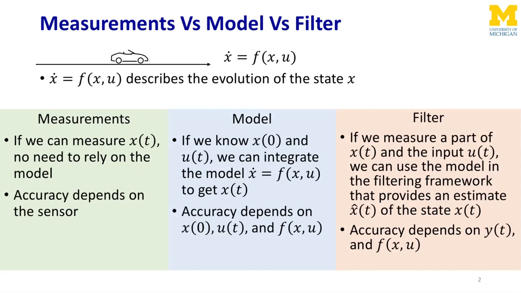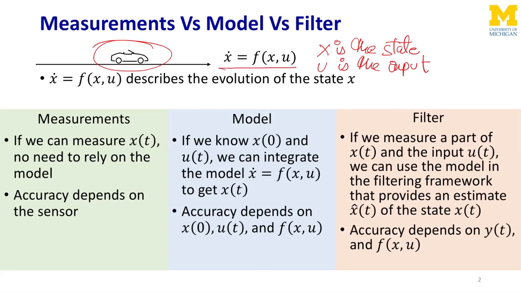Let me get the pen working. We have this physical system, and let's suppose it is described by this differential equation, x dot equals f of x and u, where x is the state and u is the input. This differential equation describes the evolution of the state x. It's a mathematical model of this physical system.